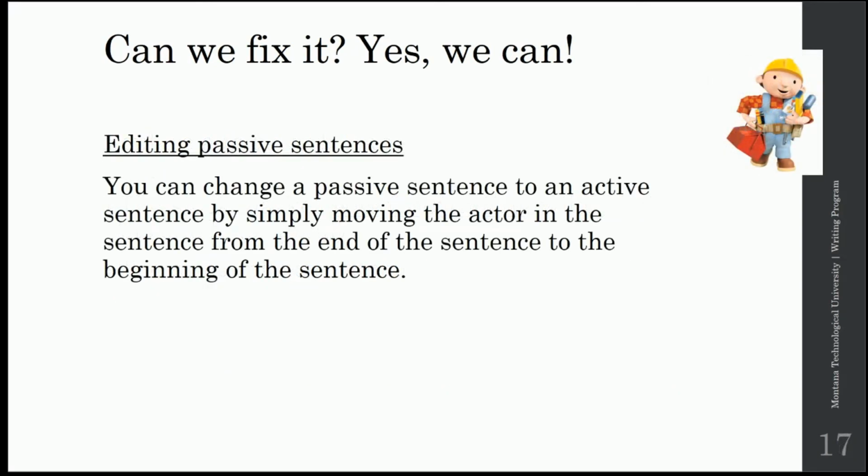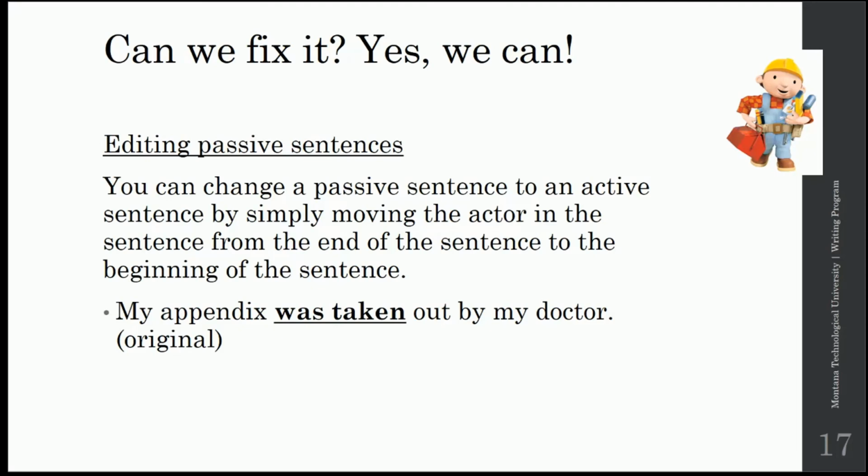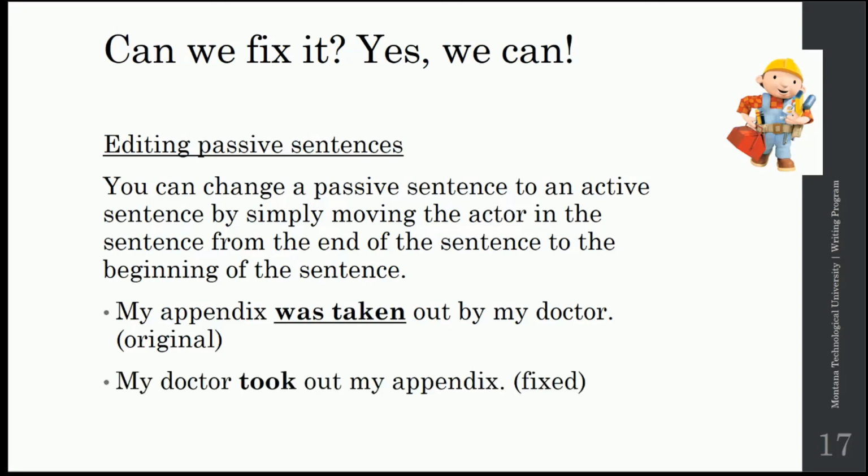Now, passive voice. Let's get rid of passive voice. In passive voice, we have an actor. Okay? An actor who does something. And we need to figure out who's doing the what. My appendix was taken out by my doctor. We ask ourselves, who's doing the what in the sentence? The appendix wasn't doing anything, although it looks like it might be because it's at the front of the sentence. But indeed, the doctor was performing the action. So my doctor took out my appendix. Our sentence is fixed. We've changed it to active voice, and we're off and running.